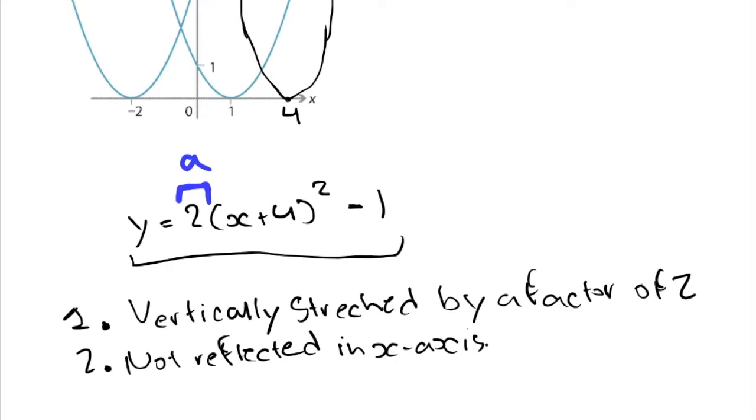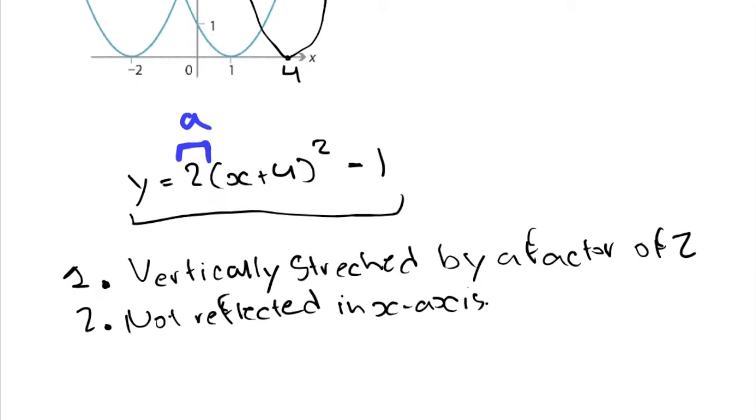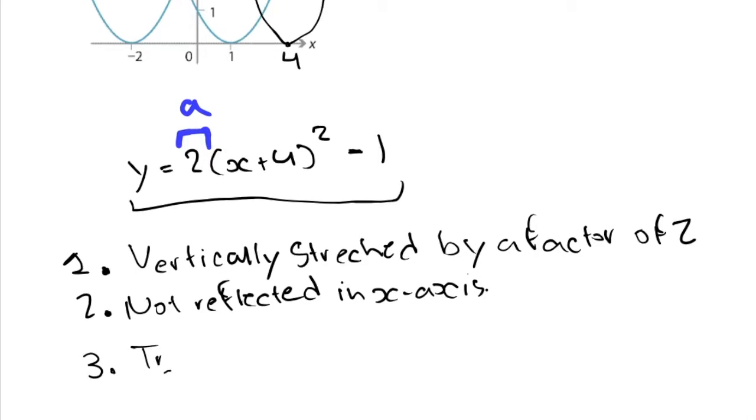Just remember that all these little notes that we're making right here are in comparison to the base parabola, right? If the a value was negative, then the base parabola would be reflected in the x-axis because the a brought the parabola to be upside down compared to the base parabola, of course. And the last thing you have to write when justifying the transformation from the base parabola is how much it was translated.